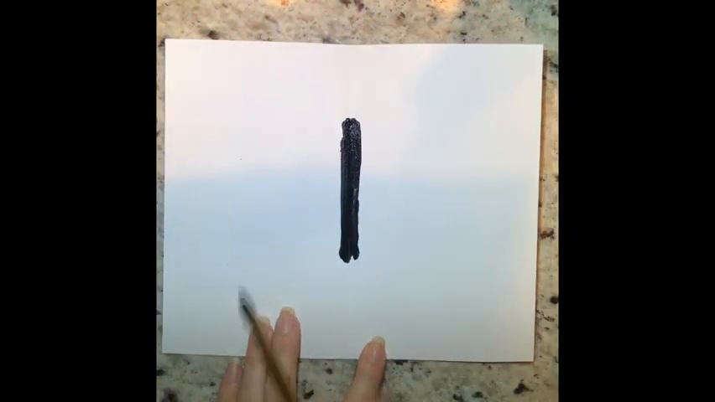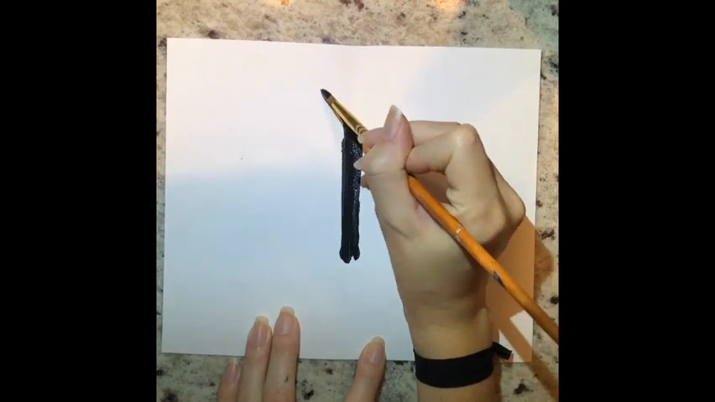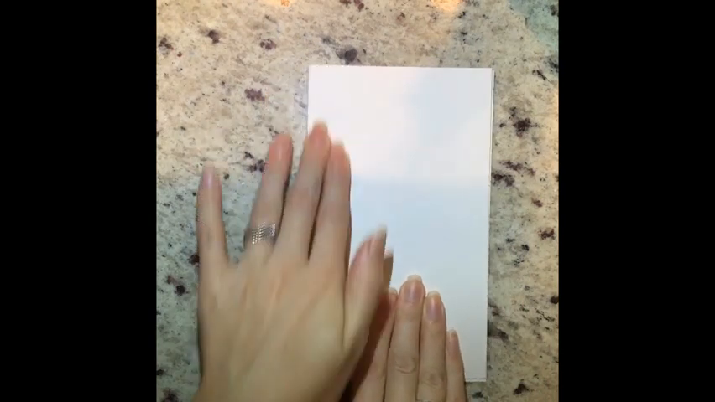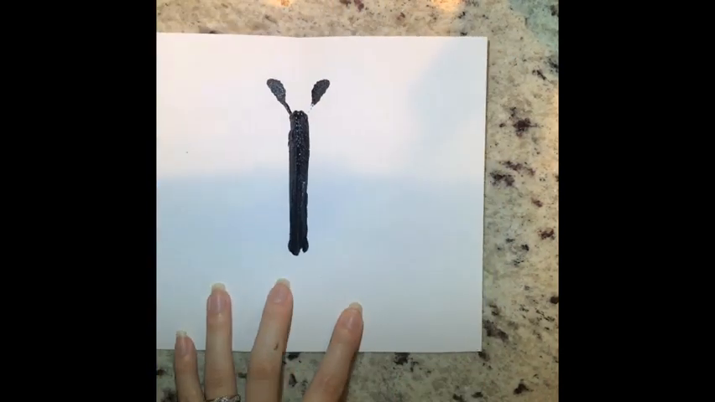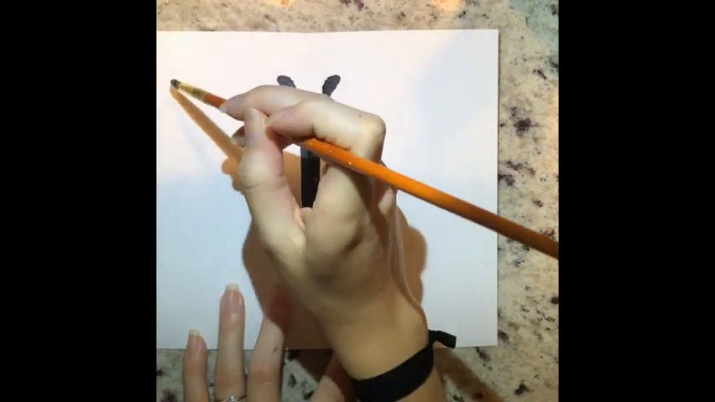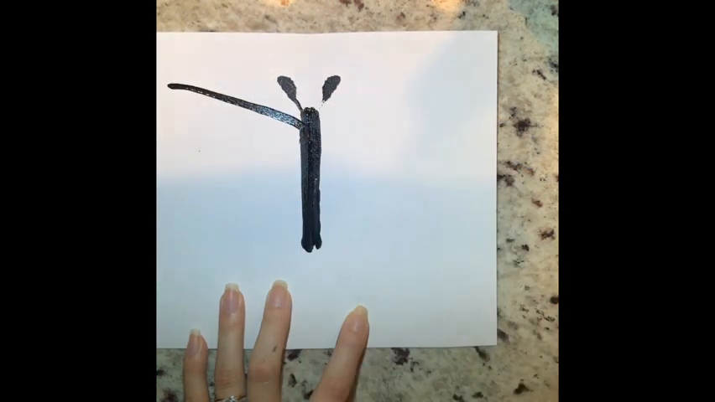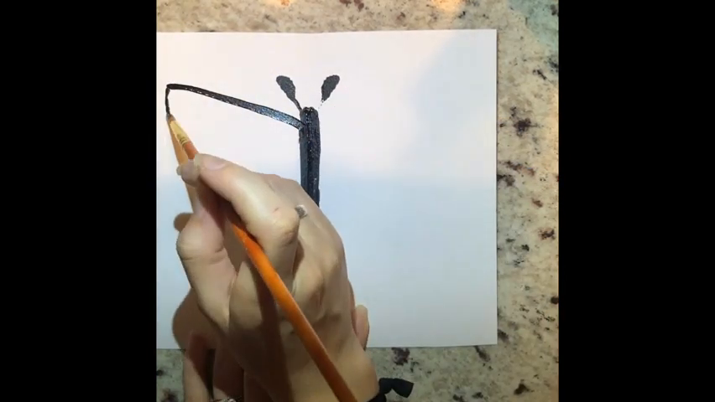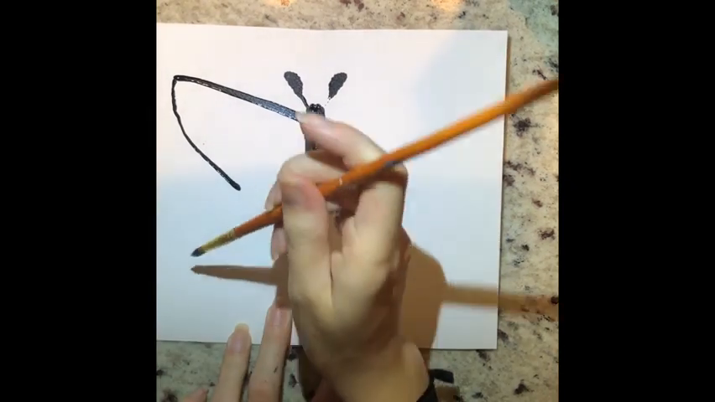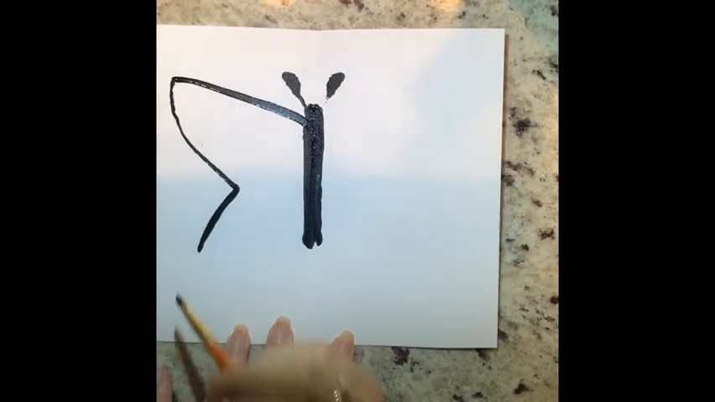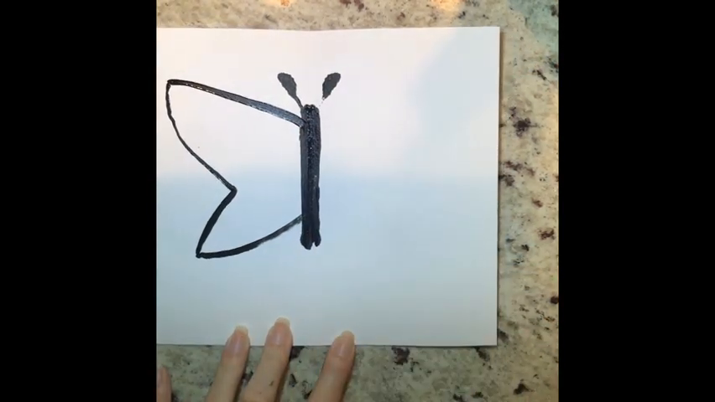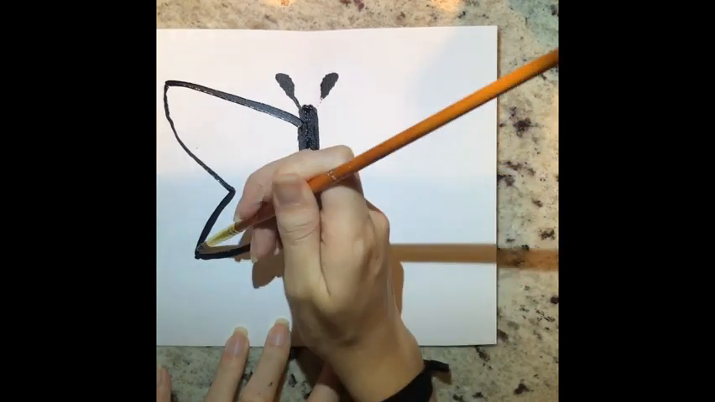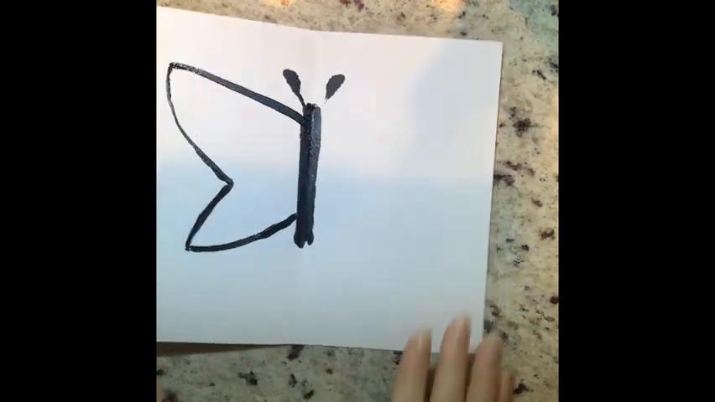Next, I will add one of the antennas to the butterfly. I don't want to add two because I want to make sure that it's symmetrical. Fold your paper and remember to press hard. Next, I'm going to create the wings for my butterfly. You can create your wings in a different way than me. Just remember to make sure that the paint is pretty thick so that it can transfer onto the other side of the paper. If the paint dries before you fold, it won't work.